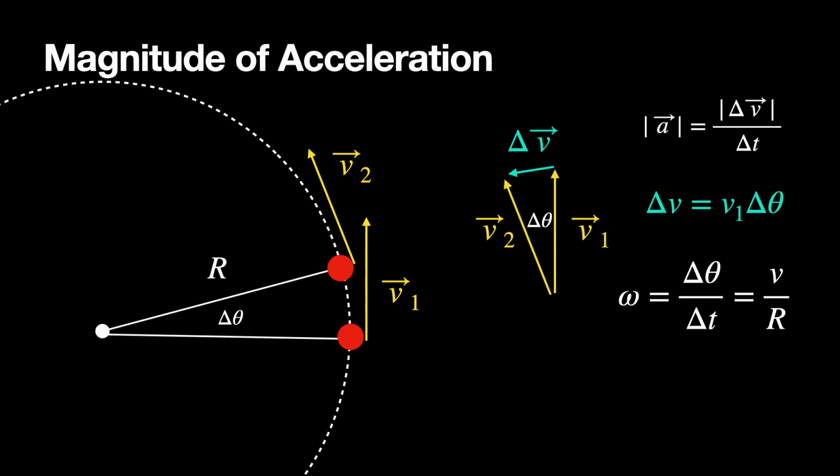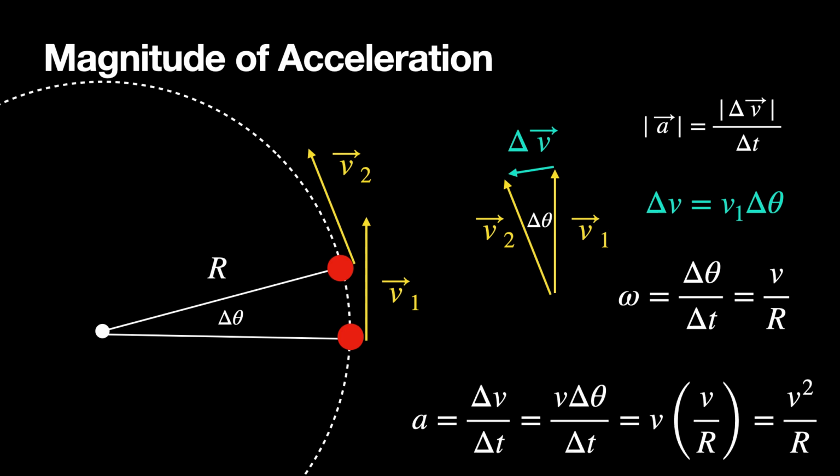Now I have this definition for the angular velocity. It tells me how fast the angle is changing. So it's the change in theta over the change in time. And if you play around with this, you can also show that this is the speed, not the vector velocity, the vector magnitude, divided by the radius. If I use that, I can substitute in for delta theta. So I get the acceleration is the change in v over the change in time. Delta v is v delta theta over delta t, which is v over r. So I get v times v over r, or v squared over r. And that is the acceleration, the magnitude of the acceleration for an object moving in a circle.